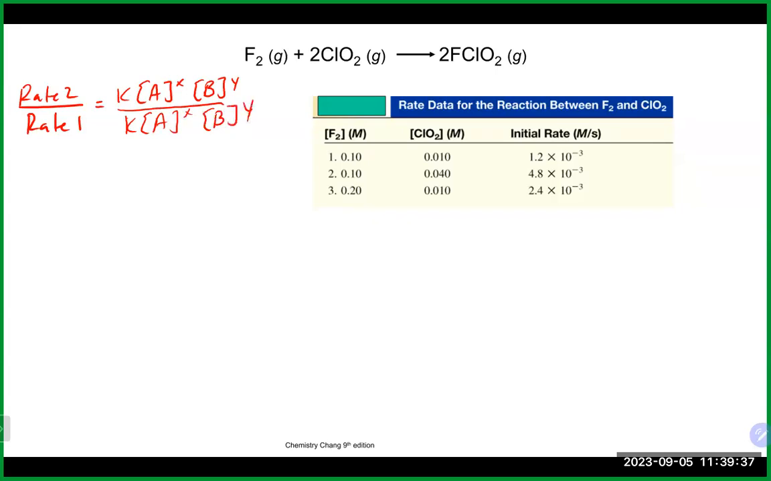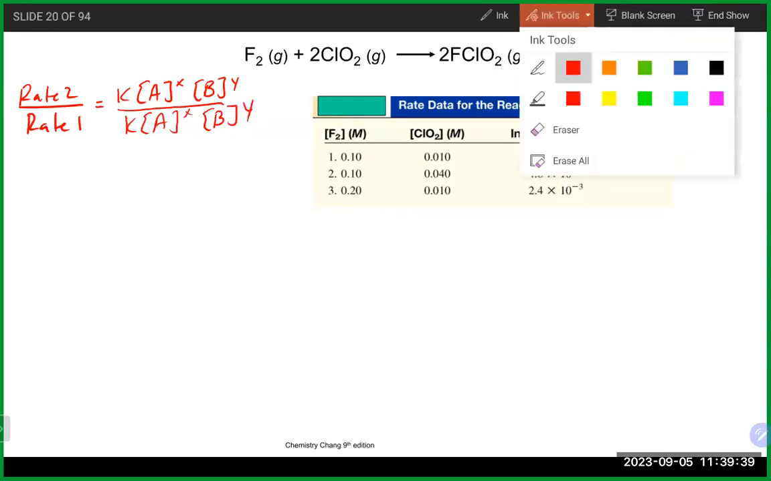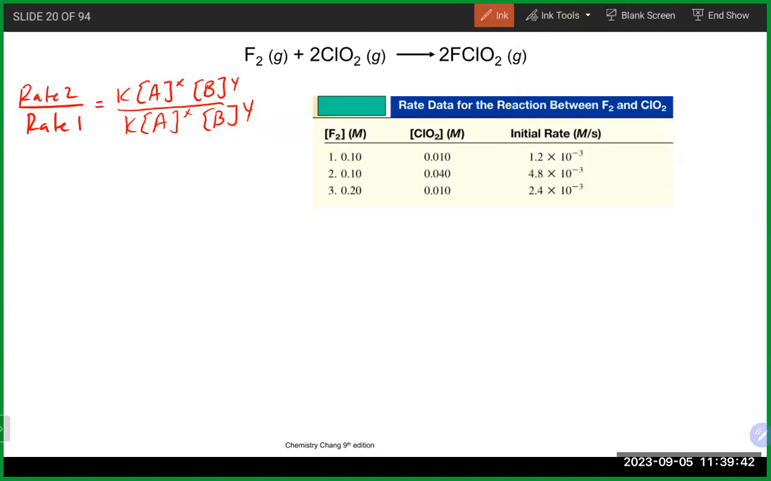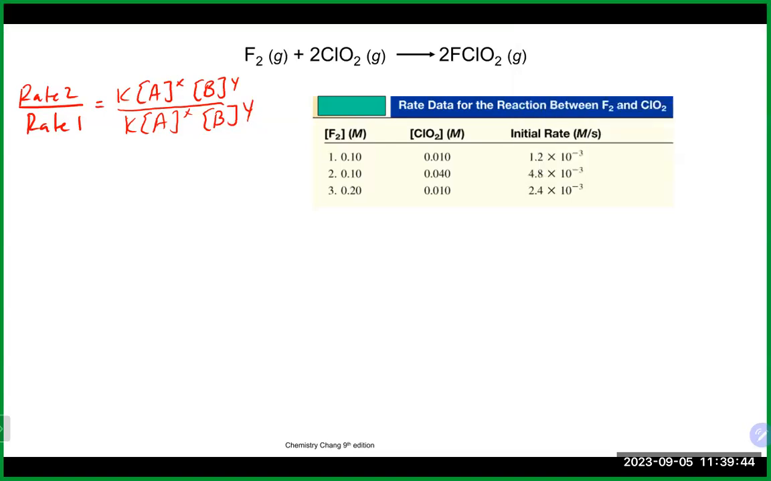So what we are looking to do here is, I know it says rate 1 and rate 2. That does not necessarily mean that you go to the table and take the first and second entry. What we're trying to do here is pick 2 entries in the table. And the idea here is to have pretty much just one unknown. The way we're going to be able to achieve that is when we look at the table, we want to look for 2 entries where one of the reactants stays constant and the other one varies. That way we don't have too many unknowns at once.